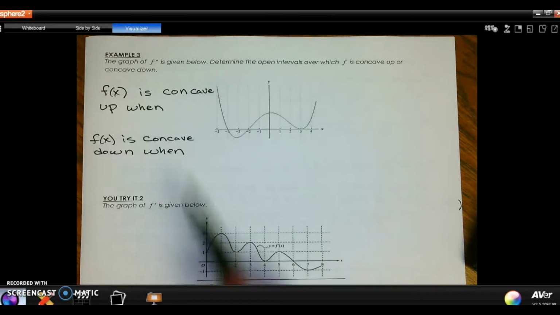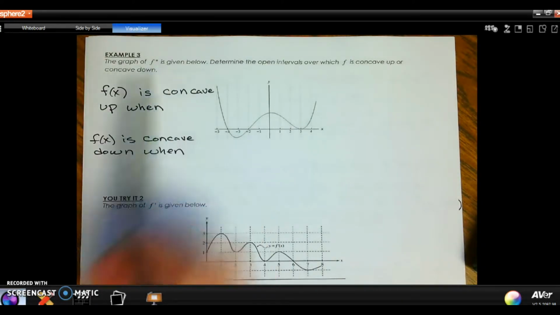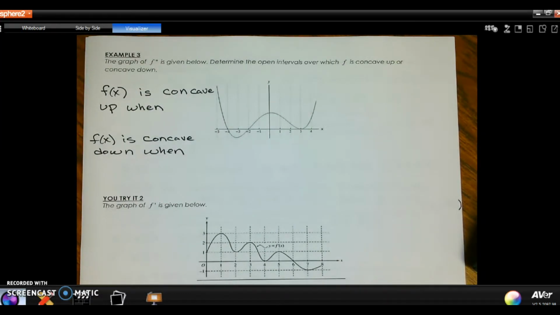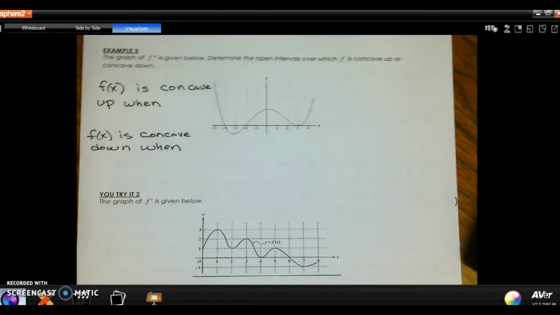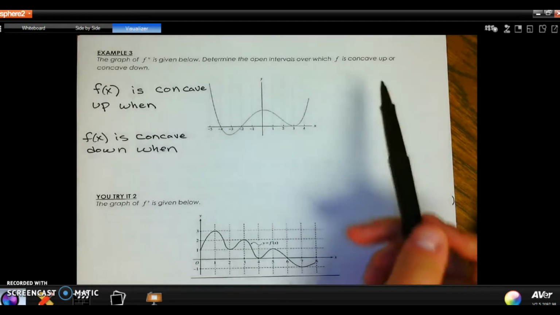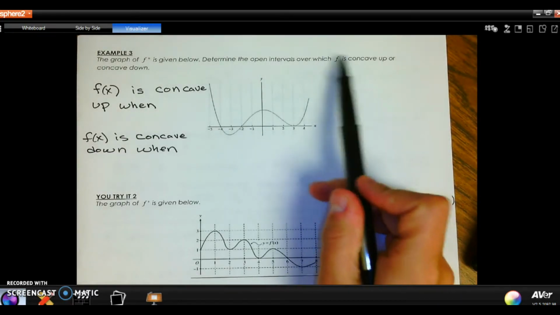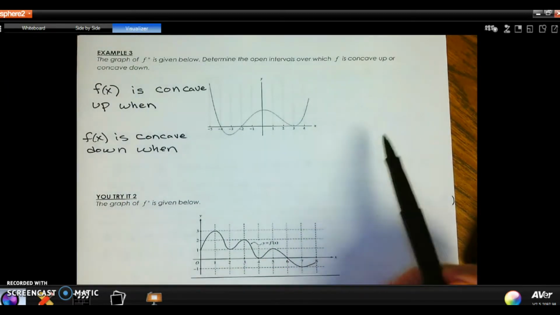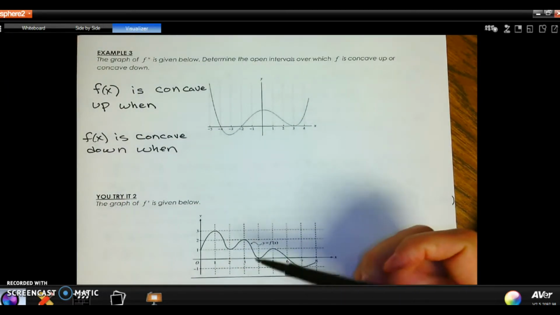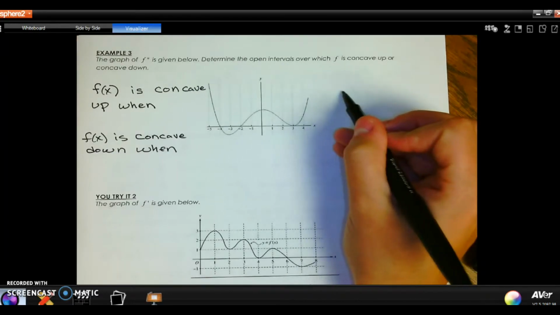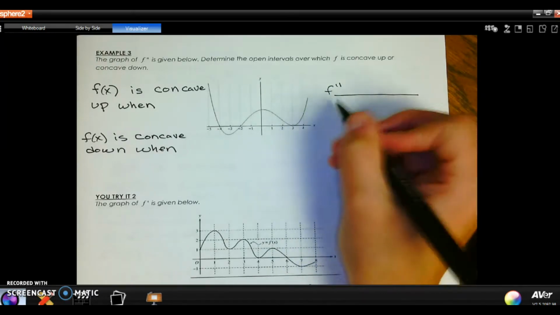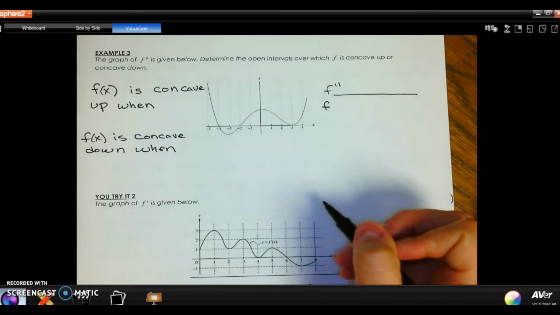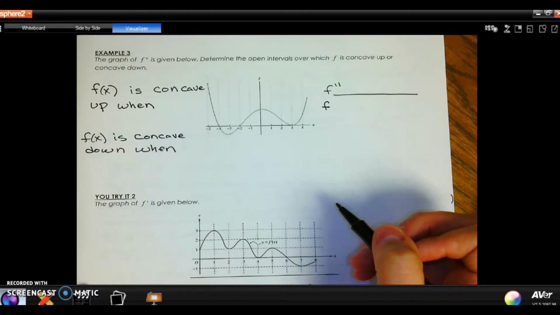So in this problem, it says the graph of f double prime is given below. So you're looking at the graph of the second derivative. So determine the open intervals over which f is concave up or concave down. So they're asking you to determine information about the original function given the graph of its derivative. So again, I always try to relate these types of things to sign charts. For me, if I want to know information about the original, what I care about is where that second derivative is positive or negative.